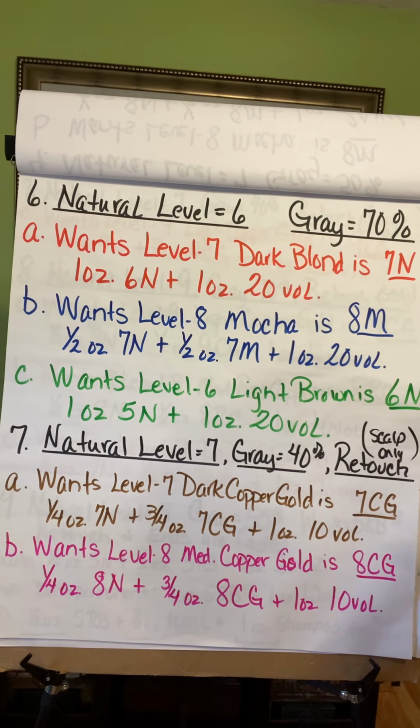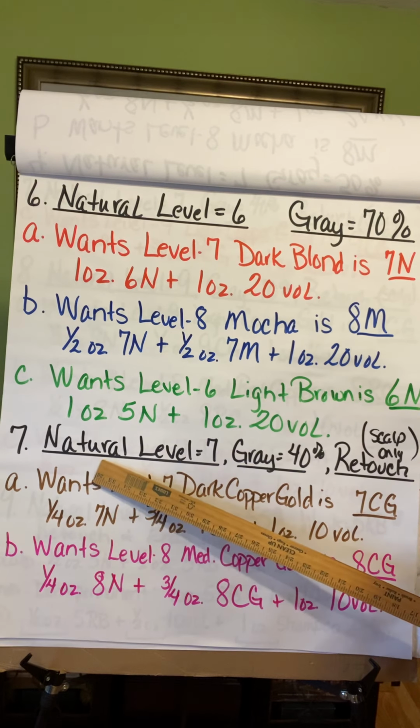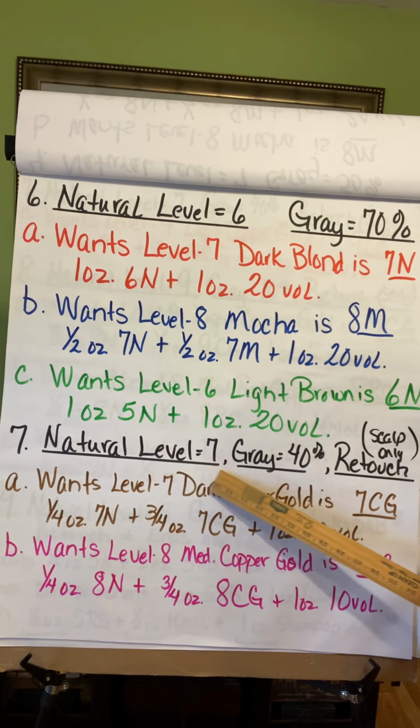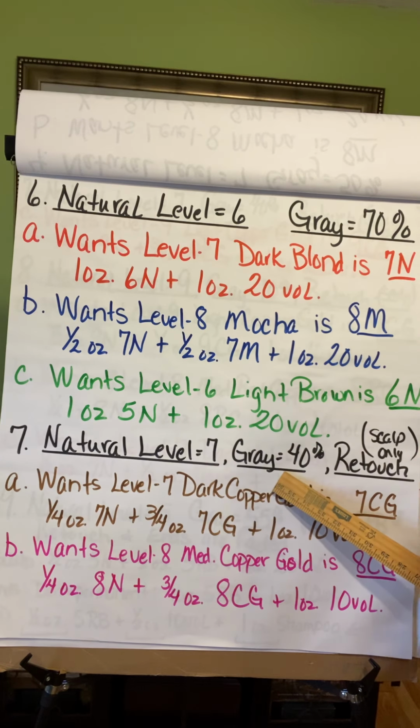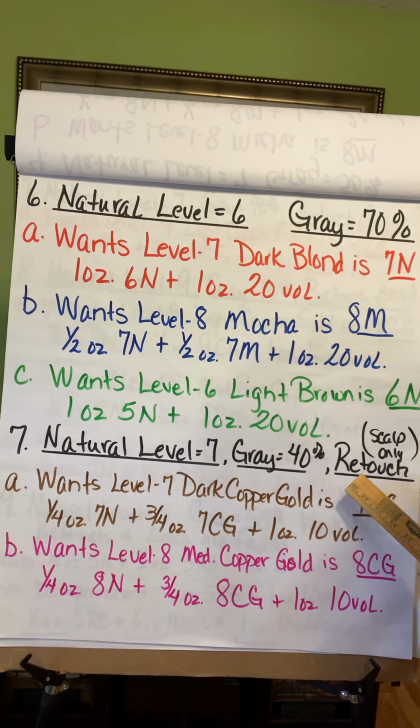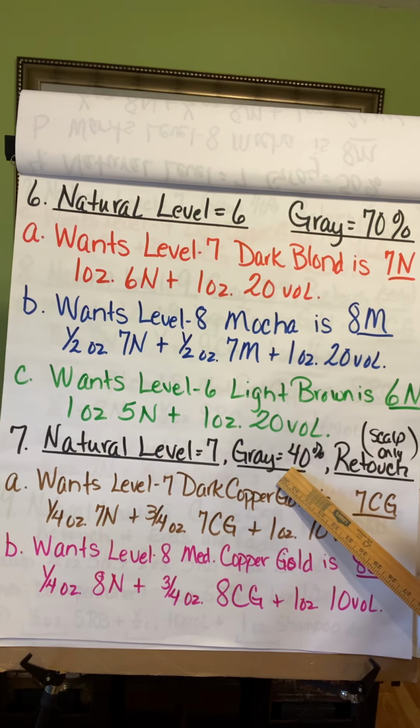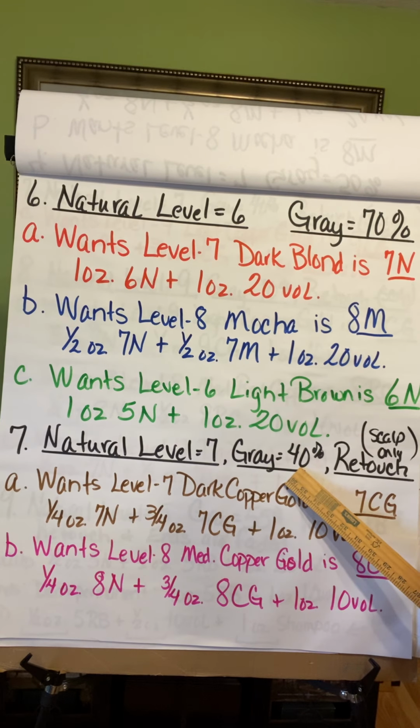Okay, number 7. This lady's natural level is 7. She's 40% gray. And it's a scalp only retouch for this lady. Okay, so for 40% gray. At 40% gray, you have to add 1/4 part natural plus 3/4 part of your target shade.